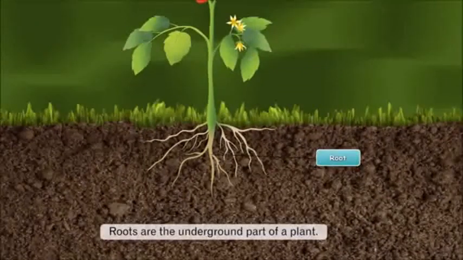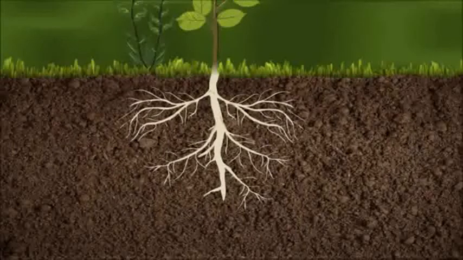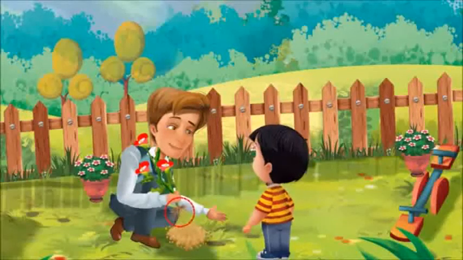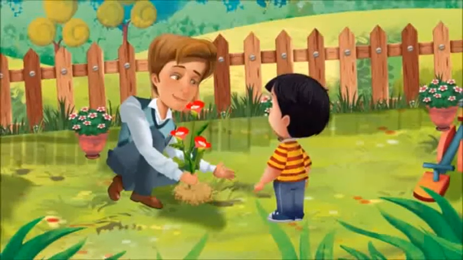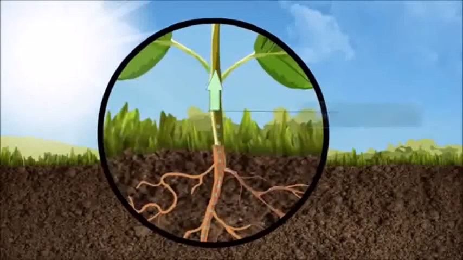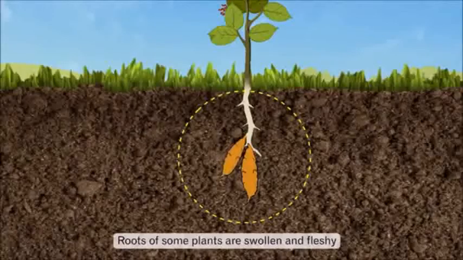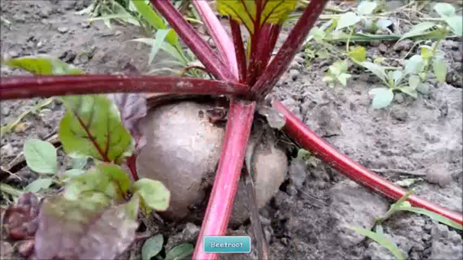Roots, as you already know, are the underground part of a plant. It is difficult to uproot a plant from the soil because of the presence of the root. That is why Sid's father needs to put the root of the sapling into the soil. Now that we know the answer to Sid's question, let us study more about roots. Root absorbs water and minerals from the soil, which are then distributed to all other parts of the plant. Roots of some plants are swollen and fleshy in order to store food. For example, carrot and beetroot.